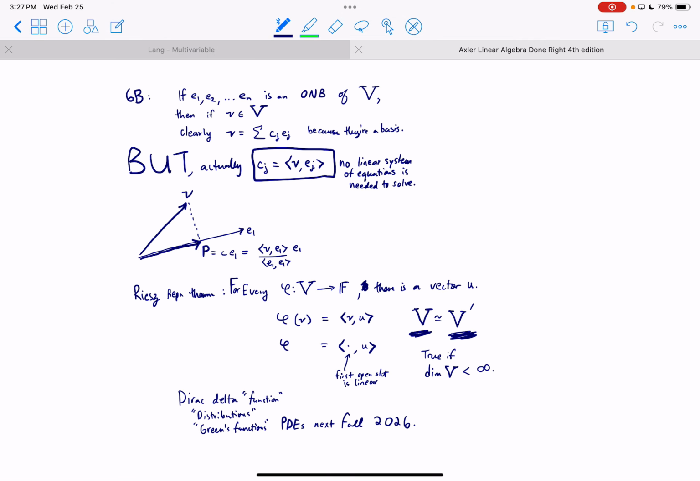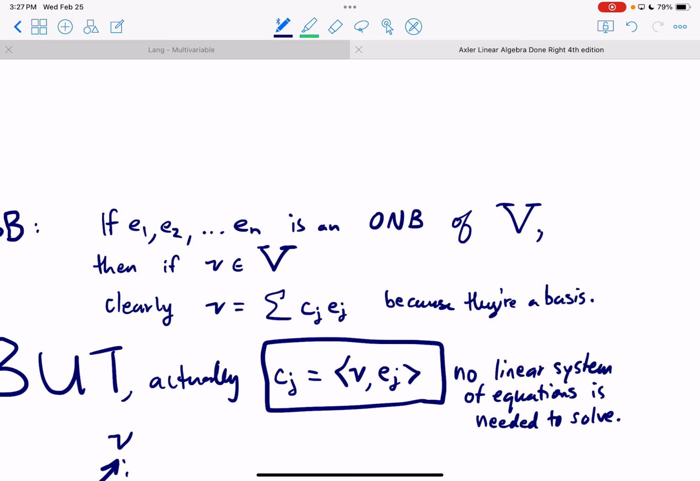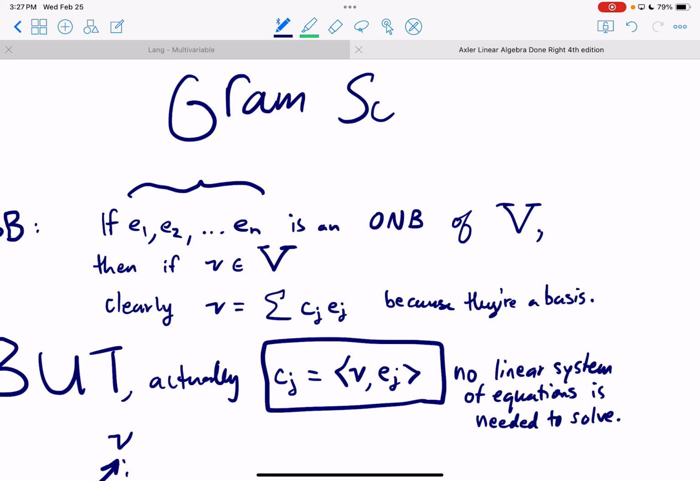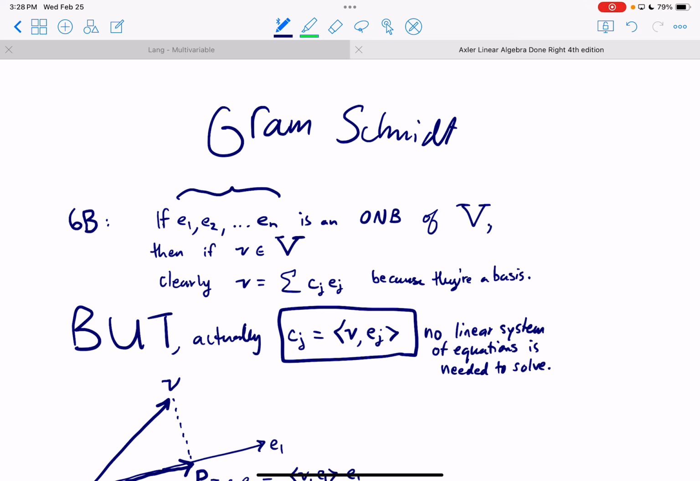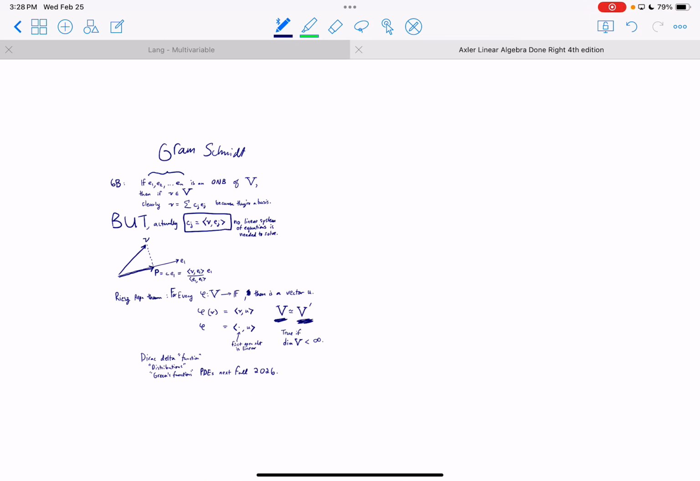Questions on 6b? That was a review. Oh, there was one other thing that was important from 6b. How do I get an orthonormal basis? And we practiced that last time, so yeah. Okay. Let's move on to 6c.